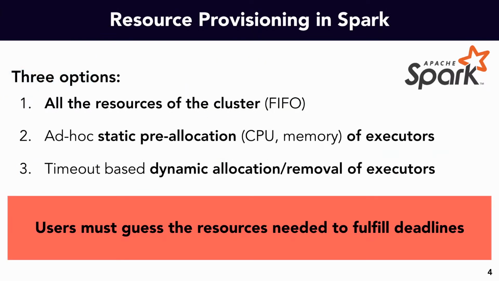So the resource provisioning in Spark is provided in three variations. The first one, which is the default, is that all the resources are allocated to the first application in a FIFO queue. Of course, this is not enough in several cases. In the second option, you can statically pre-allocate a certain amount of CPUs or memory to each executor. So you can say that you need 4 executors with a certain amount of CPU and a certain amount of memory. Third, you can also have a dynamic allocation, which is based on timeouts, which are defined by the user. So in general, the users must guess indirectly or directly the resources needed to fulfill a deadline. And in Spark, there is no notion of deadline. So everything is indirect.